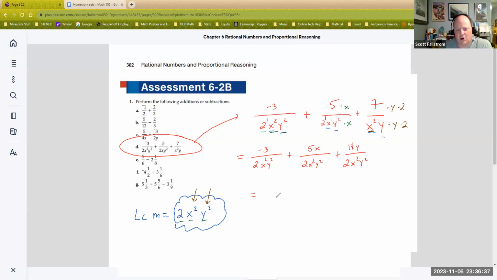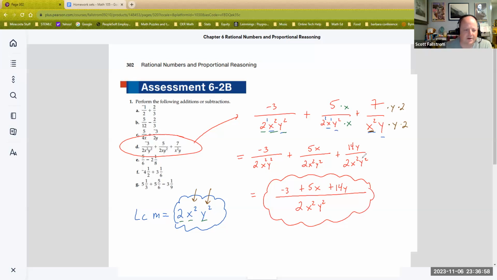So now just combine all of that together because I have a common denominator, 2x squared y squared. And what I end up with is a -3 plus the 5x plus 14y. And that would be your final result. There you go.